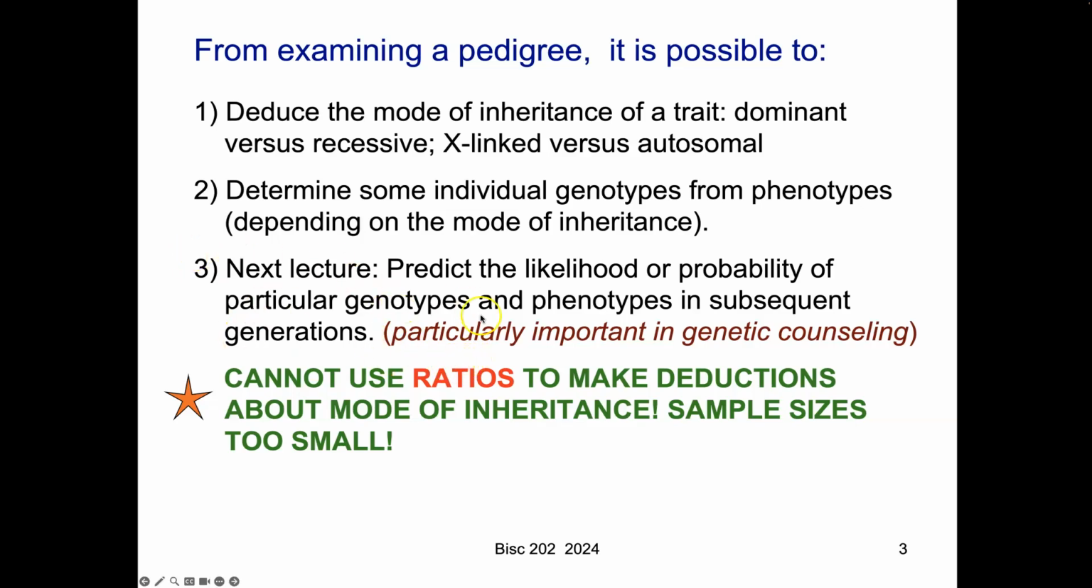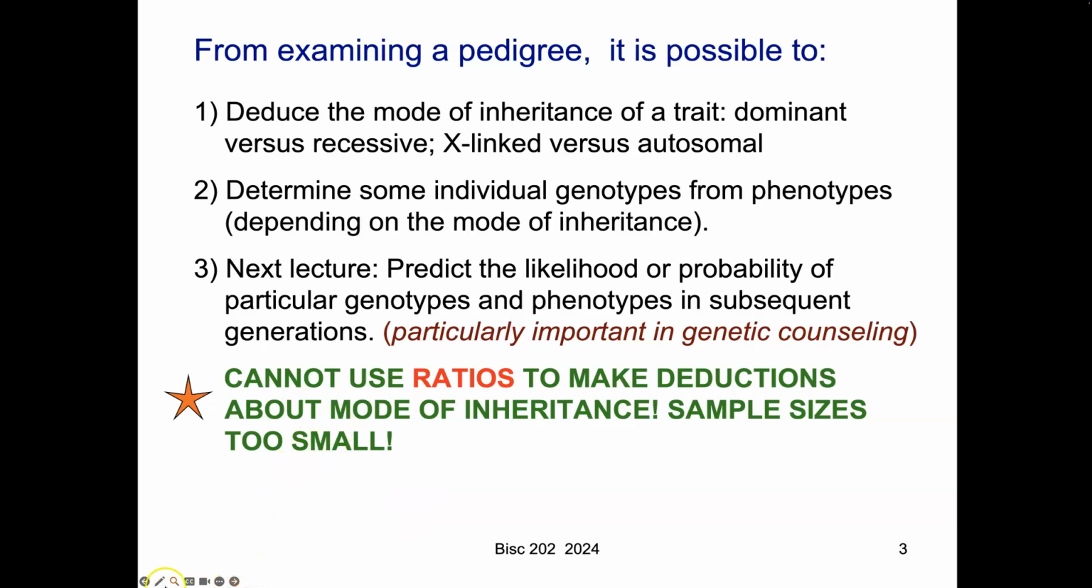Now, in the next lecture, we'll be talking about probability, and about using probability calculations to figure out the chance of a particular individual in a family having a particular condition or being a carrier, heterozygous, for the condition and so on. But that stuff we'll be talking about in lecture 12.